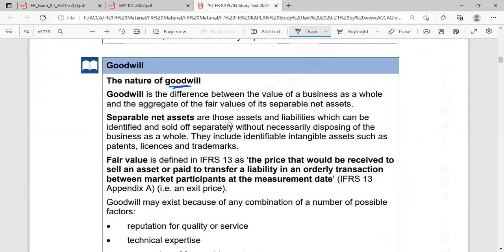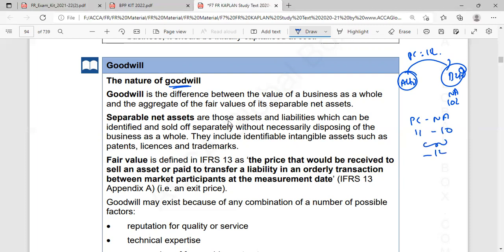Then goodwill. As we already discussed, in the case of goodwill also, internally generated goodwill cannot be shown. But purchased goodwill, if any, what does purchased goodwill mean? As we discussed, A limited purchased B limited, the net assets are 10 lakh and the purchase consideration is 11 lakh. Here, the difference between the purchase consideration and the net assets, 11 lakh minus 10 lakh, 1 lakh, is treated as goodwill. This is called purchased goodwill.